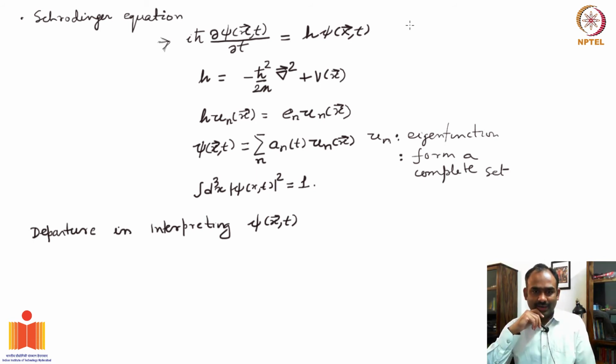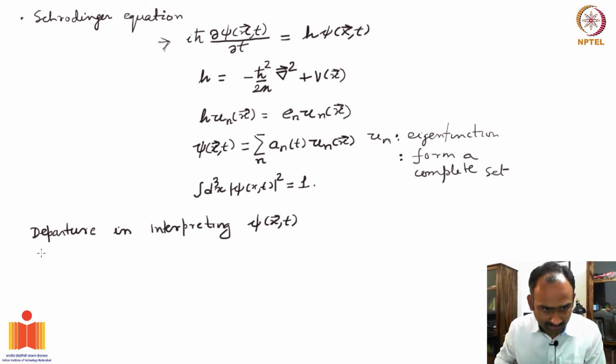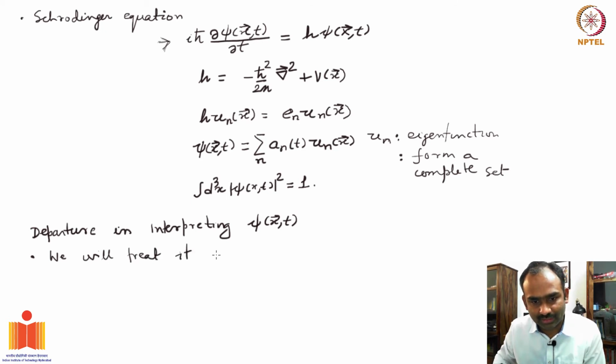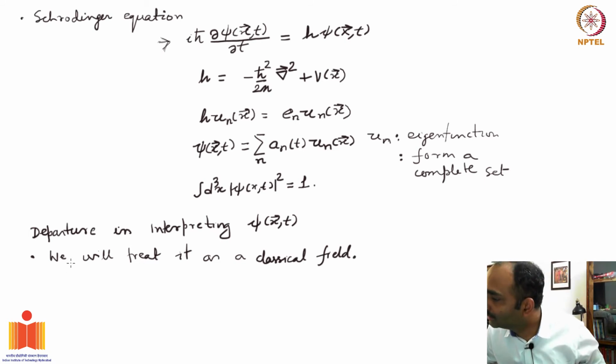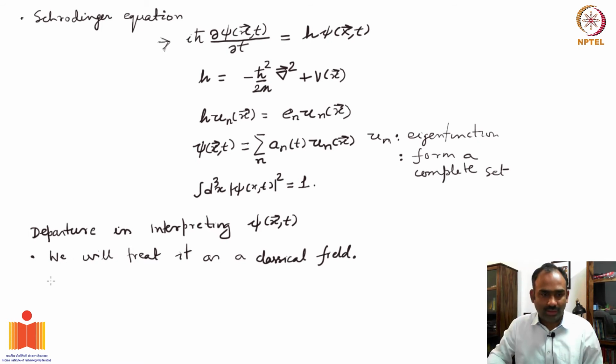So as I was saying, we'll make a departure in interpreting psi of x, t, and we are going to treat it as a classical field. And now, of course, because we are not going to treat it as a wave function, this is not a probability density of anything.